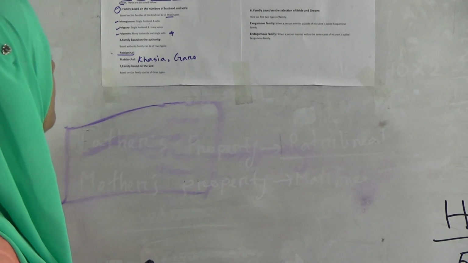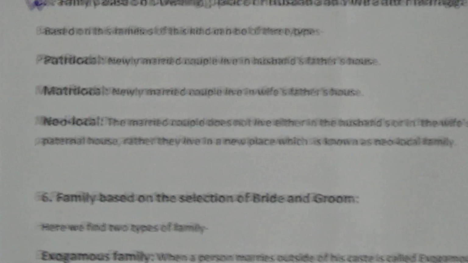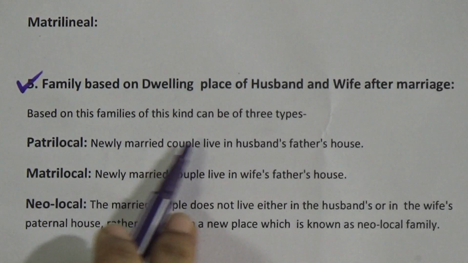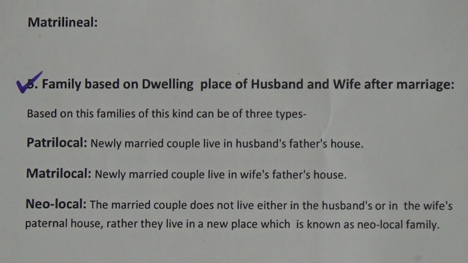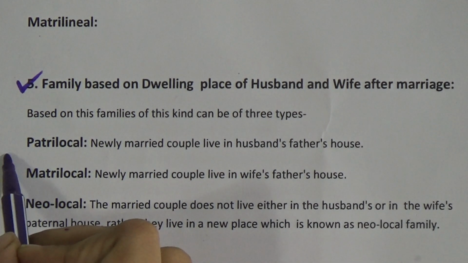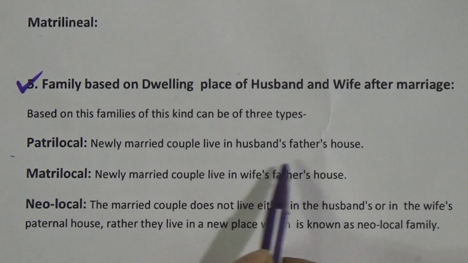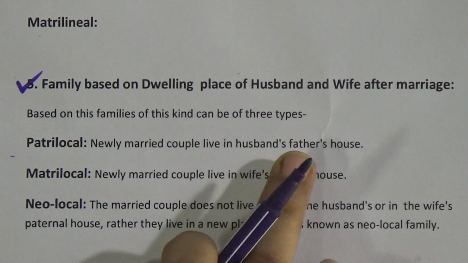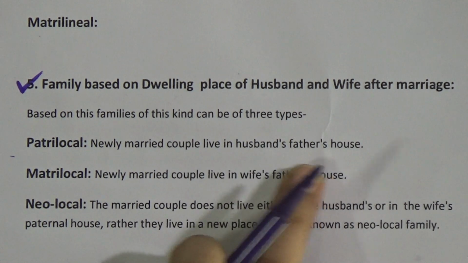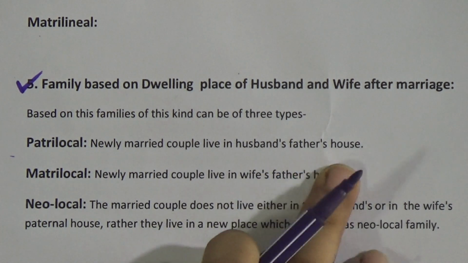family based on the dwelling place of husband and wife after marriage. Number 5. Based on this, families can be of 3 types. That means after marriage, based on where people live, the family type is differentiated. The first one is patrilocal: a newly married couple lives in the husband's father's house.